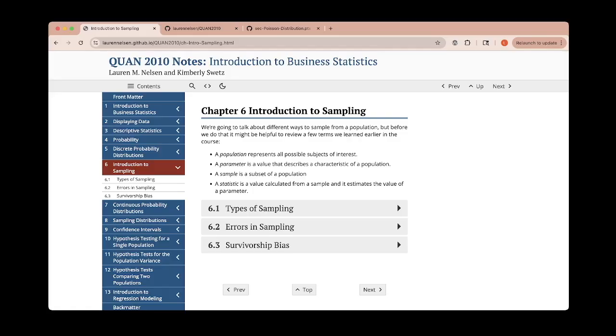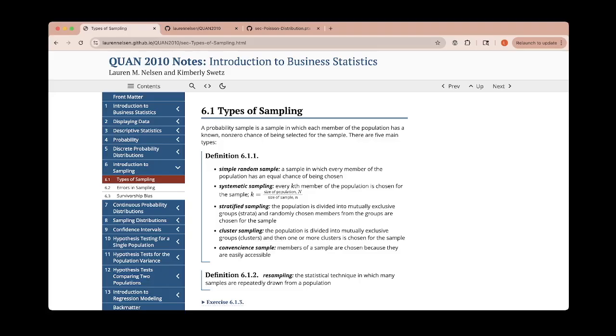But before we do that, since we're going to be basing everything that we're talking about off of a sample, let's talk about different types of sampling. A probability sample is a sample in which each member of the population has some known non-zero chance of being chosen to be in the sample. And there are 5 main types of getting a probability sample that we're going to talk about. The first is a simple random sample, and it's a sample in which every member of the population has an equal chance of being chosen.